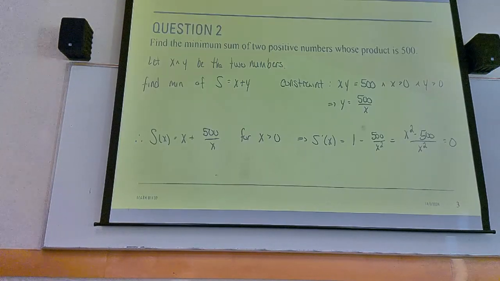We're solving x squared minus 500 equals 0 for x. Two solutions. Right? Plus minus root 500. No, but x has to be greater than 0. So you get 10 root 5.